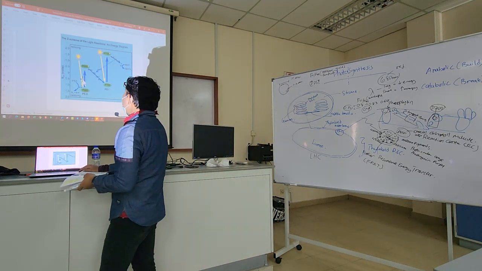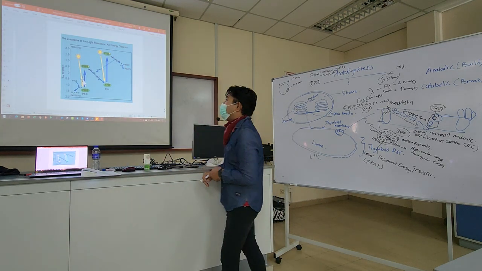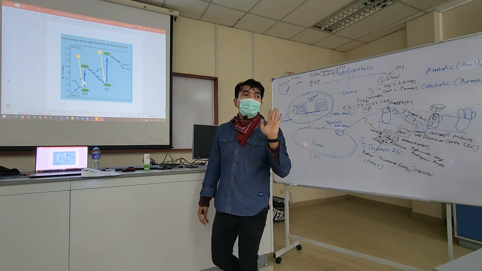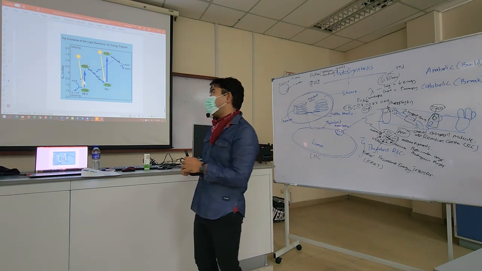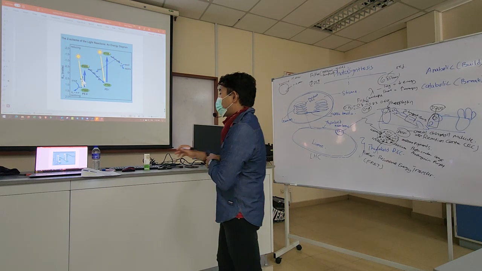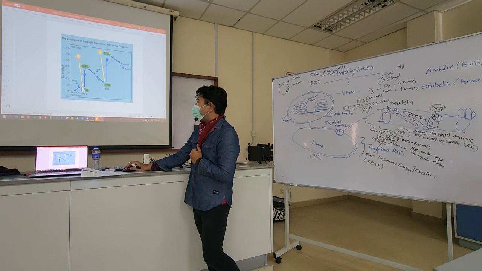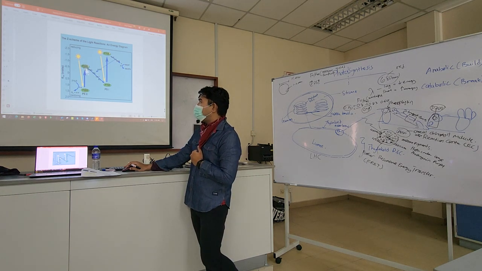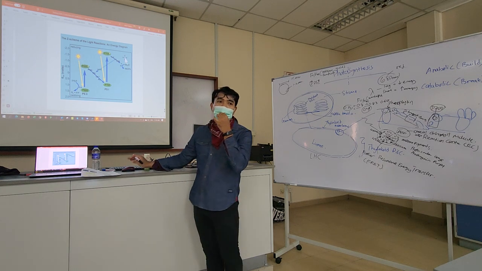Okay, and this whole thing is called the Z scheme, or the Zed scheme if you are not American. So there's a light. Light excites the chlorophyll P680, and then it will go down. I'm talking about energy now. The electron goes down, and then it will excite the P700, and then it will go down again. So you have this zigzag motion of energy.